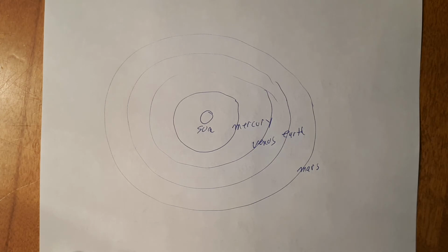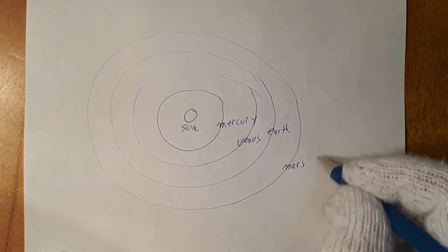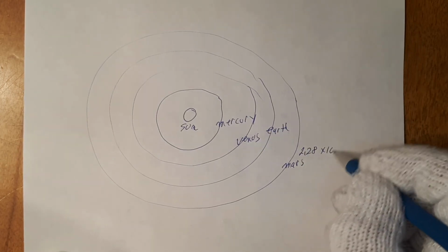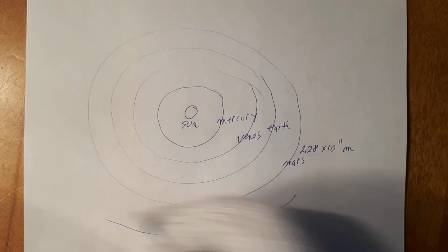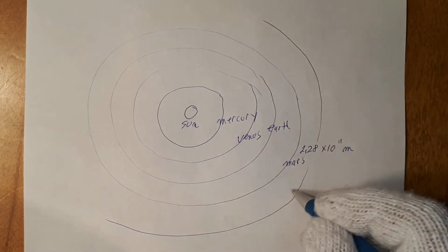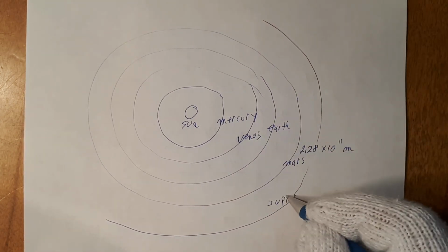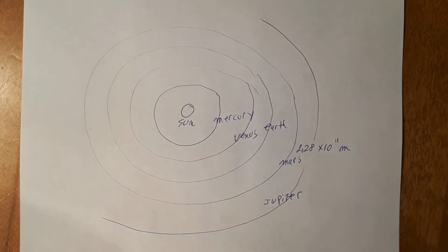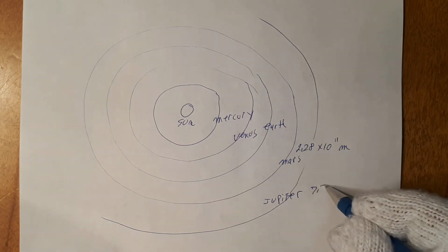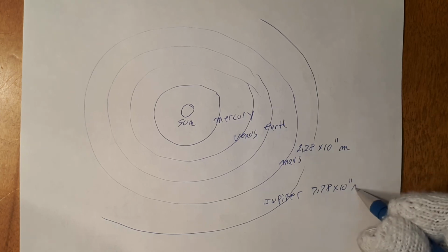And Mars, according to the literature that I just showed you earlier, has an orbit radius of 2.28 times 10 to the power of 11 meters. And the planet after Mars is Jupiter, and its orbit radius from the sun is 7.78 times 10 to the power of 11 meters.